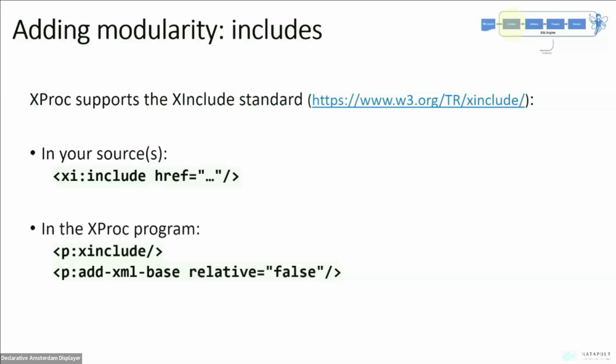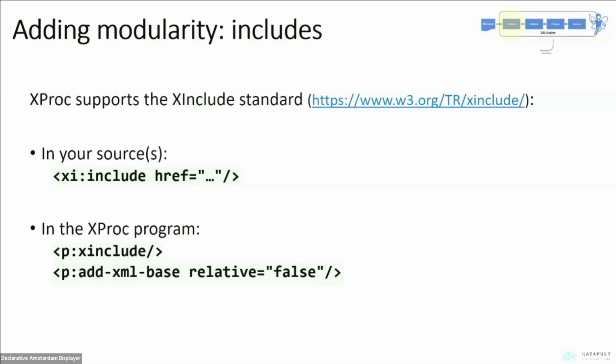And in your XProc program, you do two things, or my advice would be to do two things. The first thing is you say pipe X-include. So your program runs through the X-include step. And what it actually does, it dereferences, it processes all the X-includes in your file and the X-includes in the files that are included, and so on, and so on. So it dereferences all your X-includes.